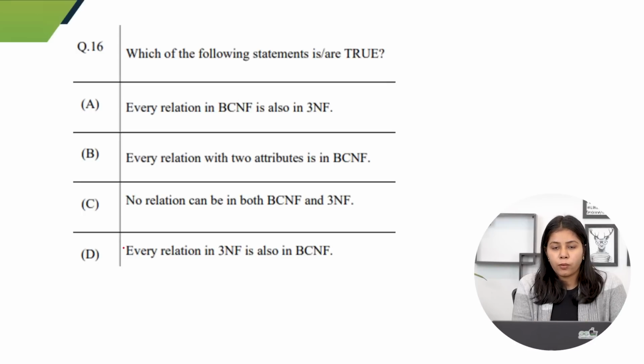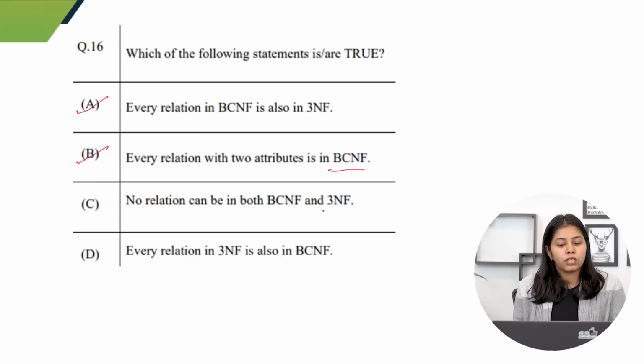Again, this is from DBMS. It's saying, which of the following statements is false? They are saying that every relation in BCNF is also in 3NF. So we know that if I am talking about binary relations, that it is also in 3NF, right? A is true. So you all have studied these. Every relation with two attributes, two attributes means binary relation, so that is in BCNF. That is true, option B.